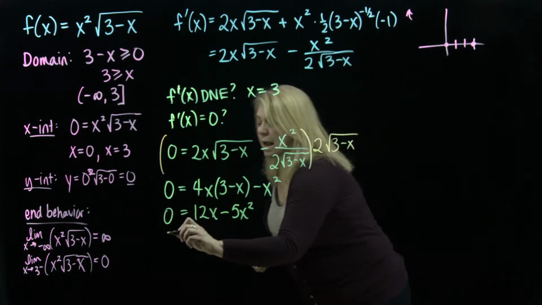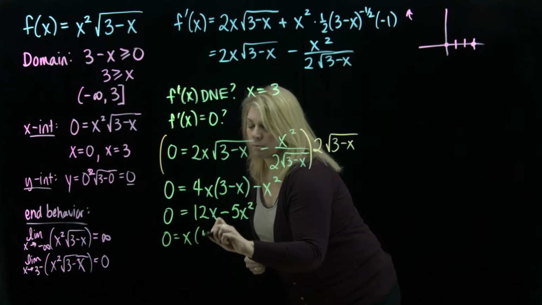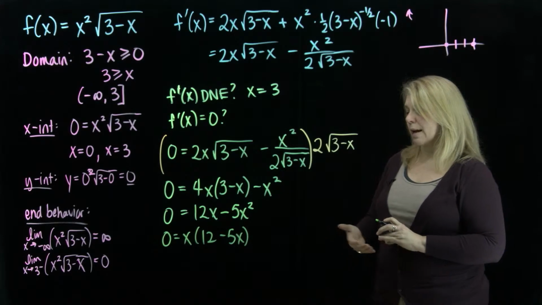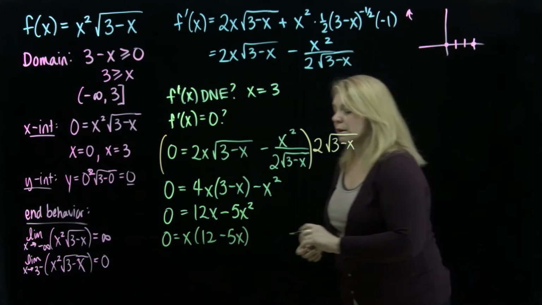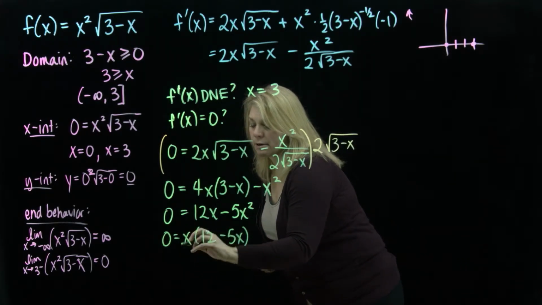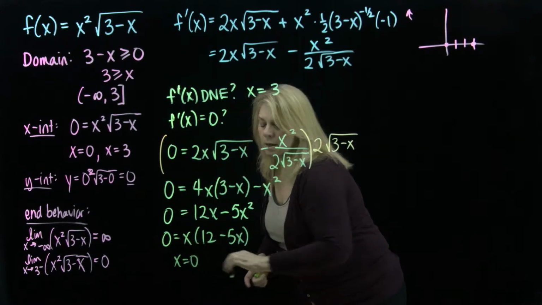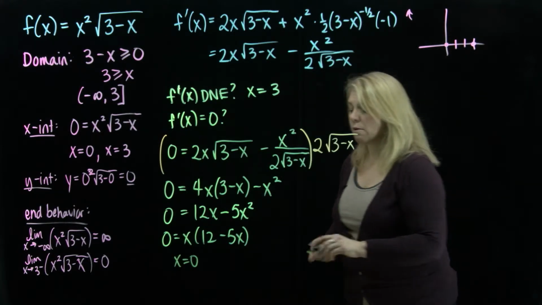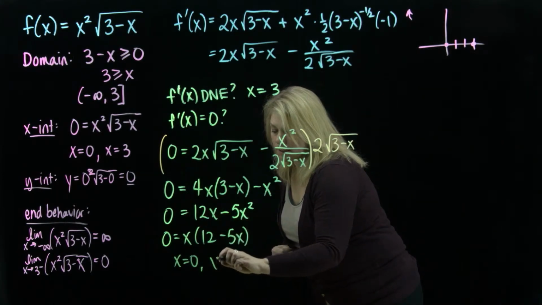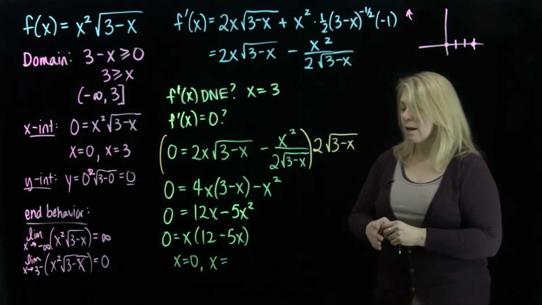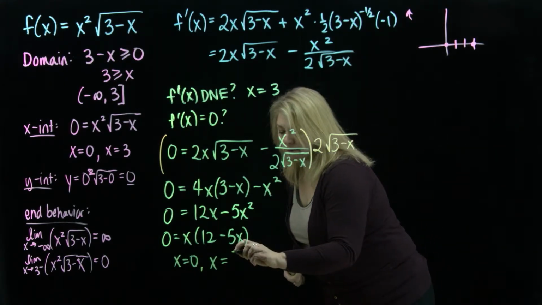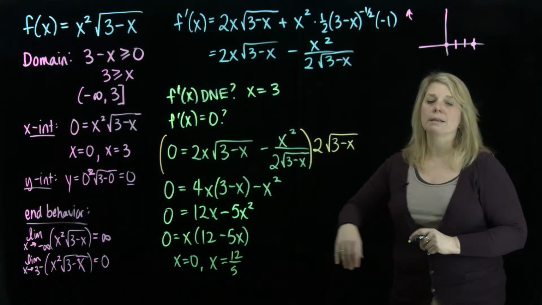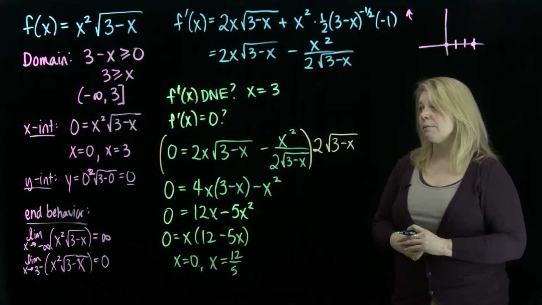I can factor an x out. And then we can set each factor equal to 0, and I get some other critical values here. So when I set this factor equal to 0, I'll get x equals 0. And then when I set this second factor equal to 0, 12 minus 5x equals 0. I'm going to skip that algebra here just to save space, but hopefully you're OK with that. I'll get x equals 12 fifths. 12 fifths does come out to be a nice decimal, so if you want to write that as a decimal, that's OK. I'm going to just leave it as a fraction.